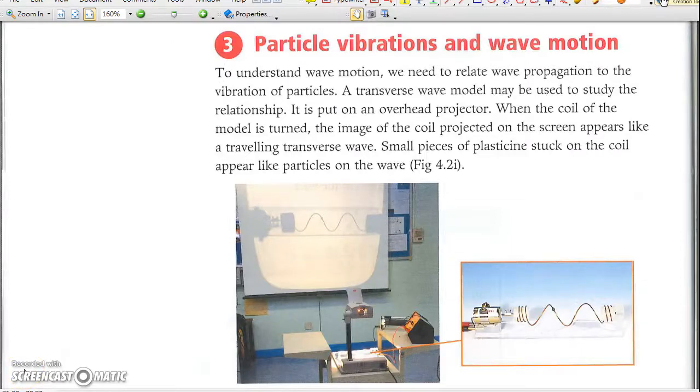3. Particle vibrations and wave motion. When a wave propagates, that is, when a wave travels, it may be difficult to focus on the vibration of a single particle. Let's take a look at a transverse wave model used by teachers in the old days when there was no computer simulation.